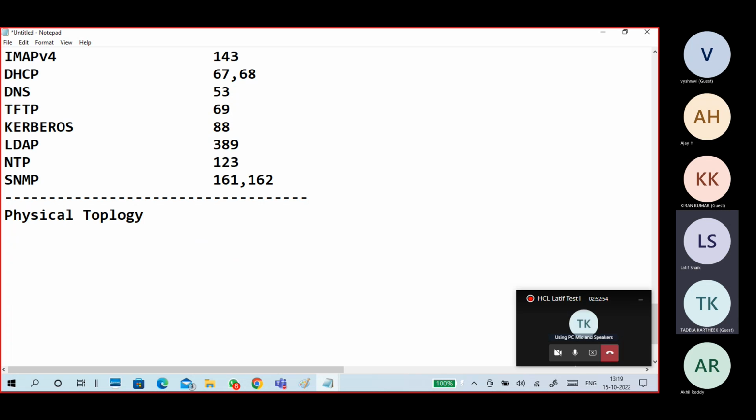Okay, guys, can anyone help me? Topologies: bus topology, ring topology, star topology. Very good. Hybrid. Hybrid means combination of any two topologies. Point to point. If you want, you can add this one.